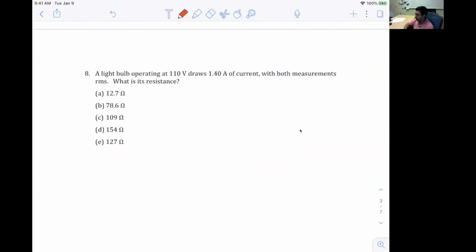8, a light bulb operating at 110 volts draws 1.4 amp. And what is the resistance? It's E divided by I. 110 divided by 1.4. Then it's going to be 78.6.